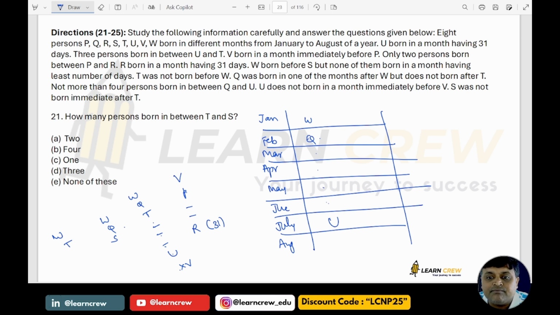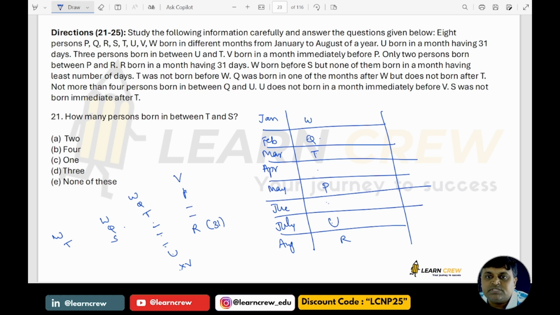3 persons from what is given? 3 persons are born. 1, 2, 3. So it can be T. 3 persons are born in between U and T. Next, only 2 persons born between P and R are born in a month having 31 days. So this is P.